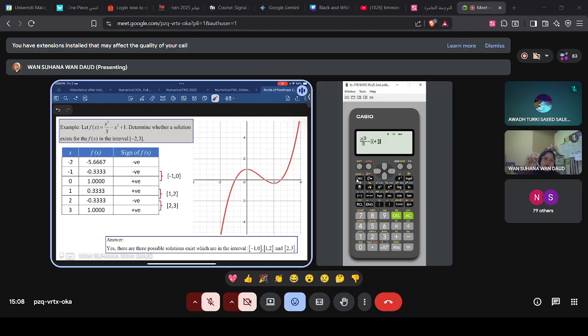In this case, I use CALC. As you can see, CALC on your calculator. So the calculator asks you what is the x. So I put the negative 2. So I get 1 over 3 or 0.333.